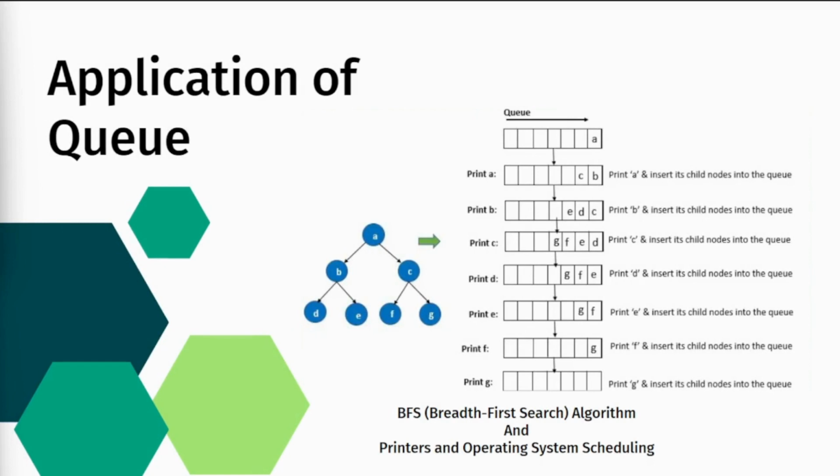Now talking about the applications of queue. First one is BFS, the breadth first search algorithm. The BFS algorithm uses a queue to traverse graphs in a breadth first manner. Starting from a given node, the algorithm explores all its neighbors before moving to the next level of nodes.